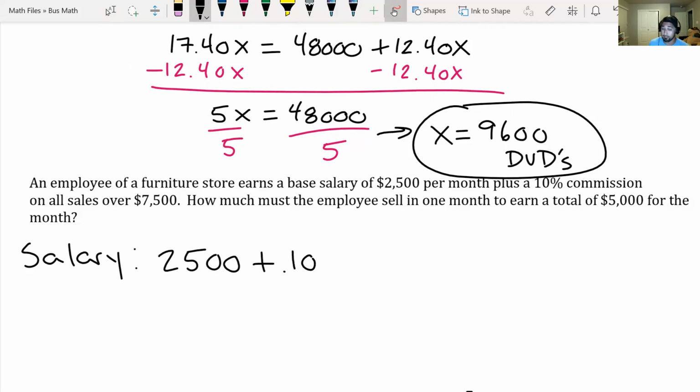.10, which is the 10%, times, all right, so they need to sell over 7,500. So we don't know how much they're going to sell, and since we don't know how much they're going to sell, what variable perfectly represents something we don't know? If you guessed it, X is correct.